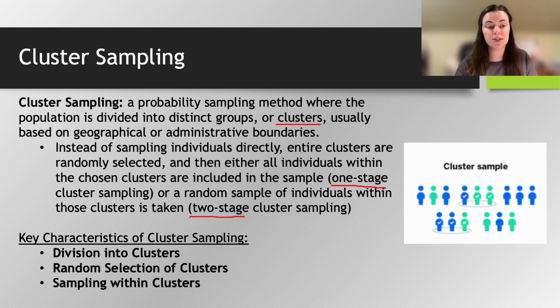Within each of those clusters, we have the random selection of those clusters themselves. So once you determine what your area of interest is, let's say it's schools within a district, each of those schools would have an equal chance of being selected. So that's where our random selection aspect comes in. And lastly, this key characteristic of sampling within clusters is only really relevant to this two-stage process at the end. So if you engage in two-stage cluster sampling, not only are you selecting the initial cluster itself, but then within that cluster, you are randomly selecting and choosing individuals to participate as well.